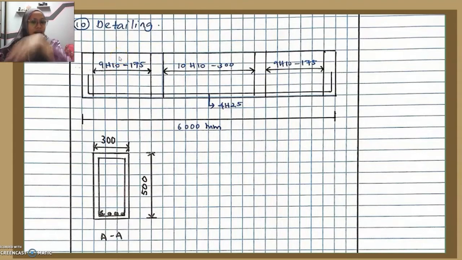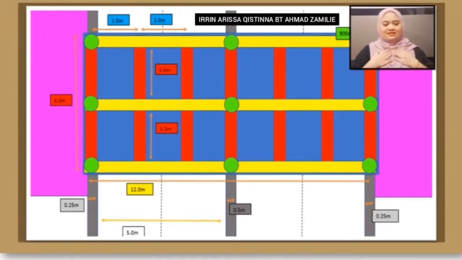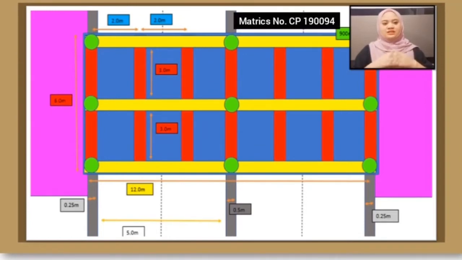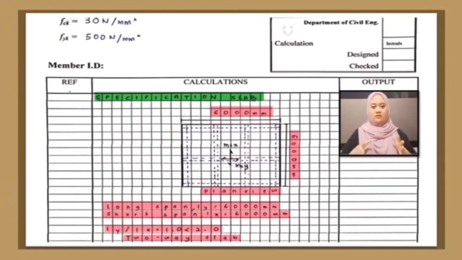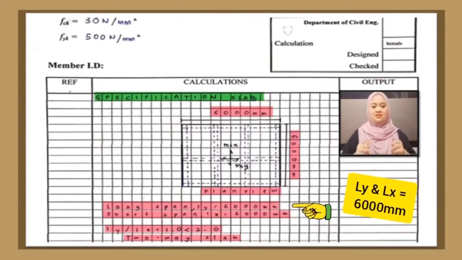Alright, Irene will continue. Okay, Irene, go. Assalamualaikum, my name is Irene Arisakis Cina binti Ahmad Zamili. My matric number is CP190094. So I will continue my part, which is slab. I take half of the slab part only. Both of the spans, LY and LX, are 6000 mm.